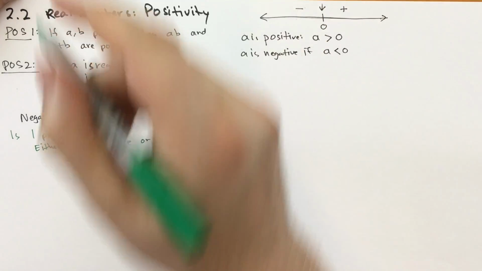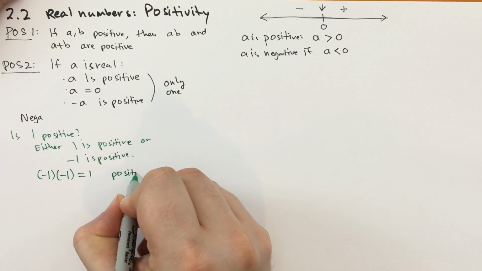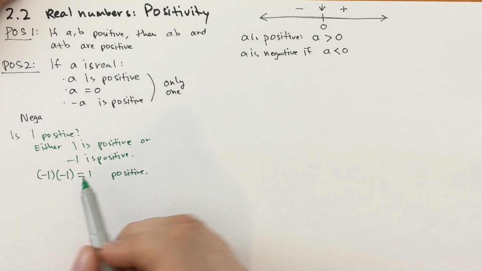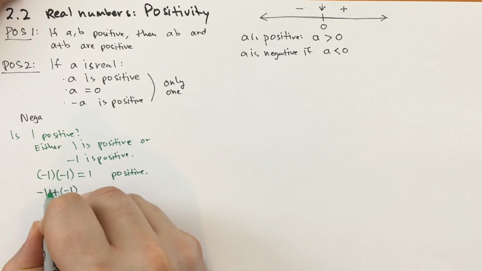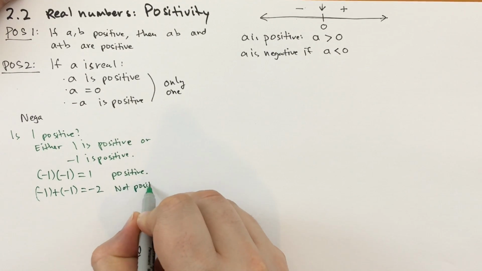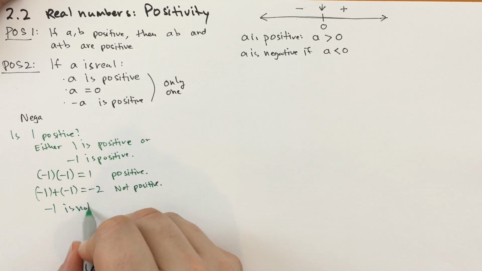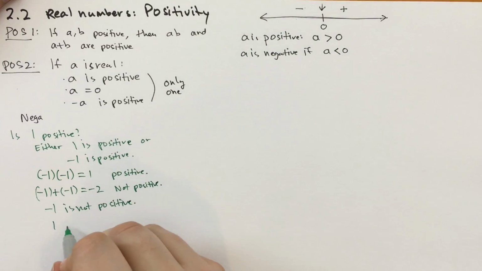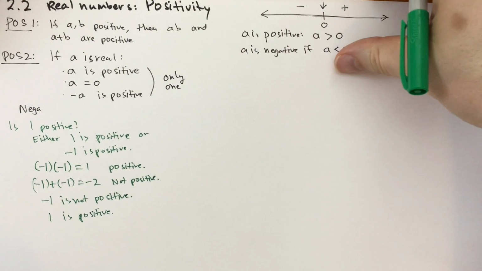Now we know that minus 1 times minus 1 is equal to 1, so that's positive. So according to the first part of POS 1, minus 1 could be positive. But according to the second one, when we add minus 1 and minus 1 together, that is equal to minus 2. It is not positive. Therefore, minus 1 is not positive, because it flips from one side of the number line to the other. So 1 is positive. Those were the options.